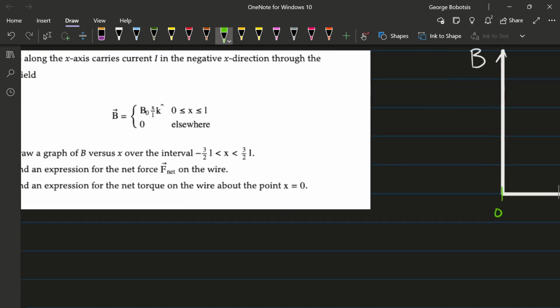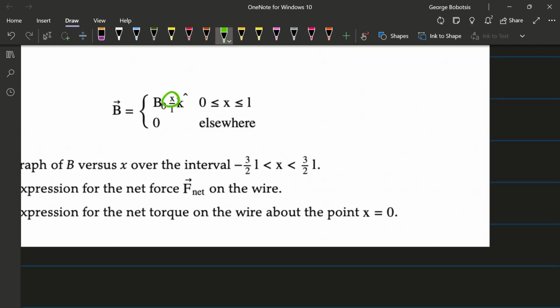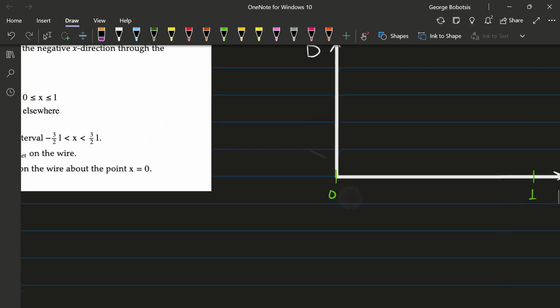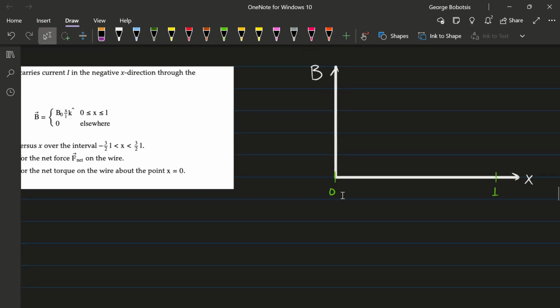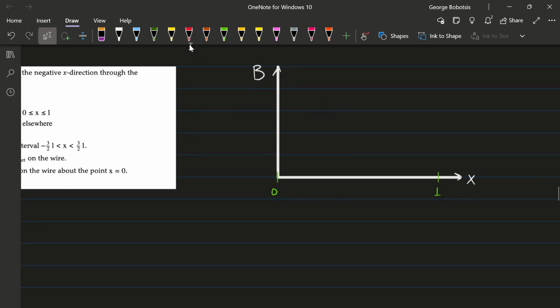What function are you following? It seems like it's a linear function, and the slope is B naught over L right now. So, okay, positive slope then, it's going up. I don't know how big B naught over L is, but I can only assume that it will go up at some rate. So here's the magnetic field, essentially.